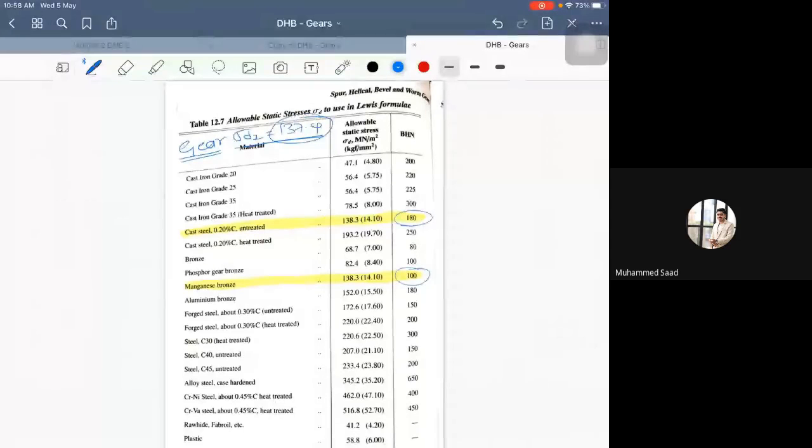The material is mentioned in the question already. What has he mentioned? Material is given in the question, and he has mentioned it as cast steel. Yes, sir. If it is mentioned as cast steel, there is no doubt you have to take this particular thing itself. Okay, so just take the Brinell hardness number as 180.